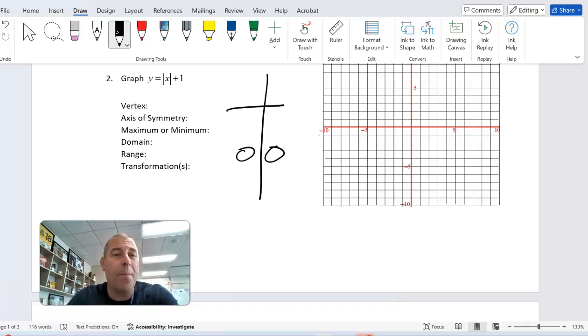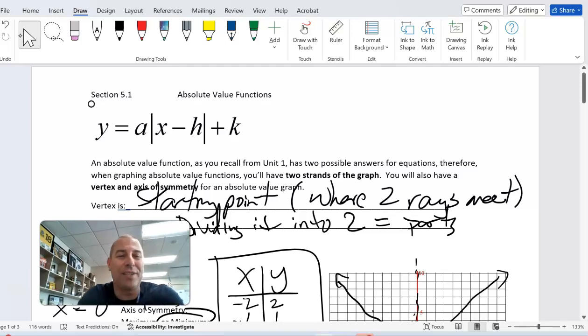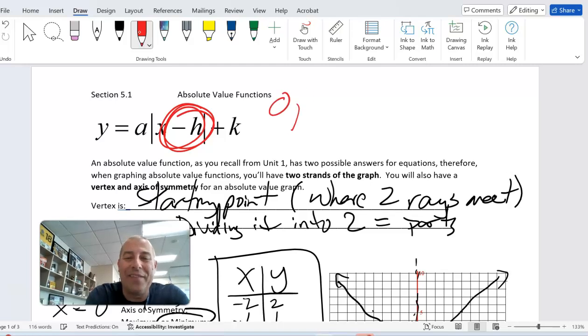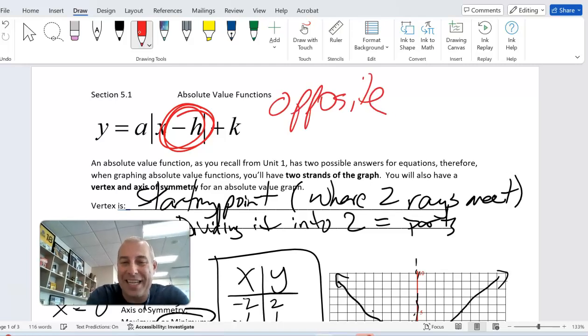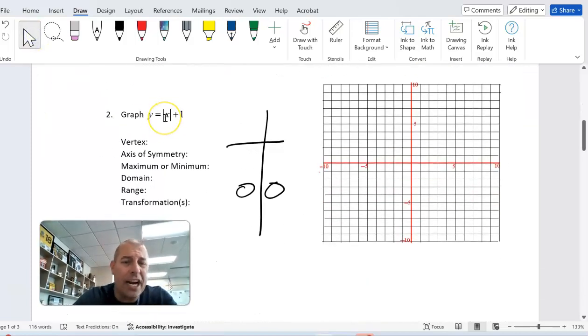Now, if we go back up to what we saw in previous units, who moves things from left to right? Well, yes, it's that guy. And remember, it's the opposite of it. That's why it's got that minus h there. So if we go back down to the problem that we're in and we go inside there, there's no one moving it left to right, so we're going to stay right there.